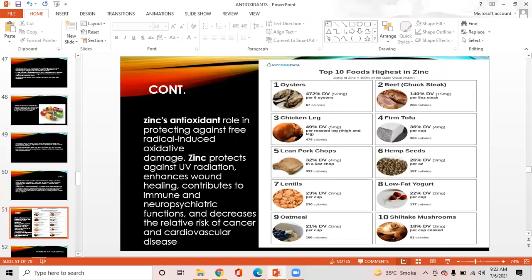Zinc protects against UV radiation, enhances wound healing, contributes to immune and neuropsychiatric functions, and decreases the relative risk of cancer and cardiovascular diseases. These are 10 foods that are rich in zinc: oysters, beef, chicken leg, firm tofu, leafy pork, hemp seeds, low-fat yogurt, lentils, oatmeal, and mushrooms.